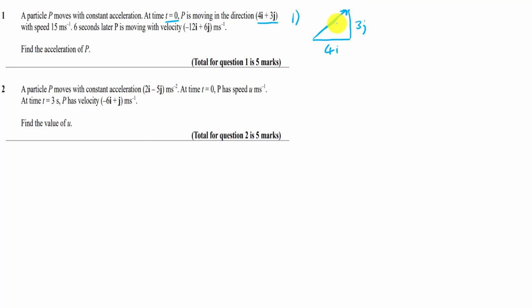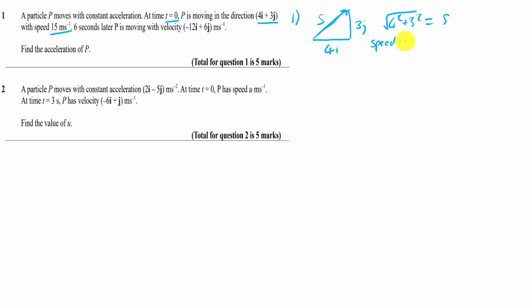Now using Pythagoras' theorem, we know 4 squared plus 3 squared, and we square root that, will give us the hypotenuse, which is 5, and we know that's a 3, 4, 5 triangle. So this is 5 here. Now, a key point is speed is different from velocity, so this might catch you out.